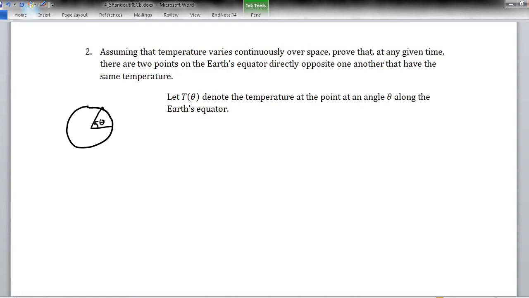Now, what are we looking for here? We would like to find 2 points opposite one another where the temperature is the same. Another way of saying that is we would like the difference between those two temperatures to be 0. So it might be a good idea to define another function. Let's call it f of theta to be the temperature at the point with angle theta plus pi at the opposite end of the circle minus the temperature at the original point.